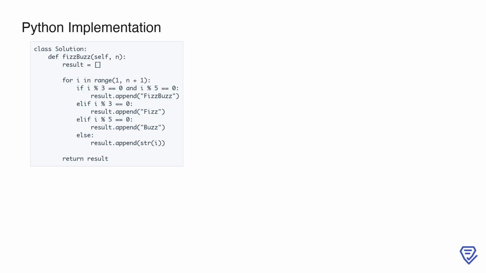1. If i is divisible by both 3 and 5, using i%3 equals 0 and i%5 equals 0, the string FizzBuzz is added to the list. 2. If i is divisible by only 3, the string Fizz is added. 3. If i is divisible by only 5, the string Buzz is added. 4. If none of the above conditions are met, the number itself, converted to a string, is added to the list. These conditions ensure that the correct sequence of Fizz, Buzz, FizzBuzz, or the number as a string is appended. Finally, the result list is returned as the output.